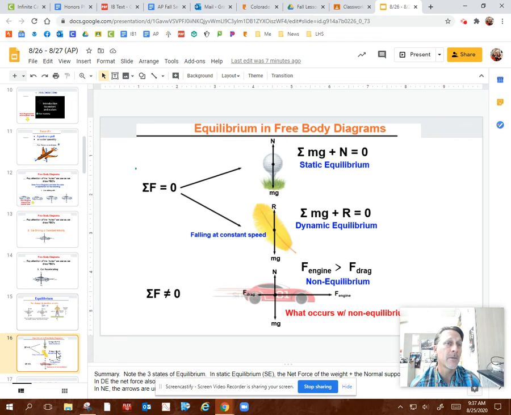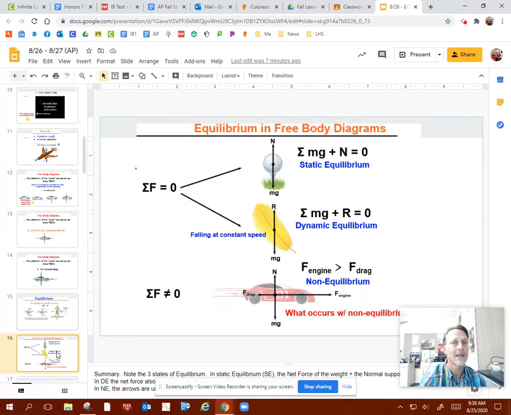And notice that the sum of the forces in this case include normal going up and weight going down, but when you add normal plus weight, it's a positive plus a negative, they balance out to 0, and we call that static equilibrium. The net force is 0.